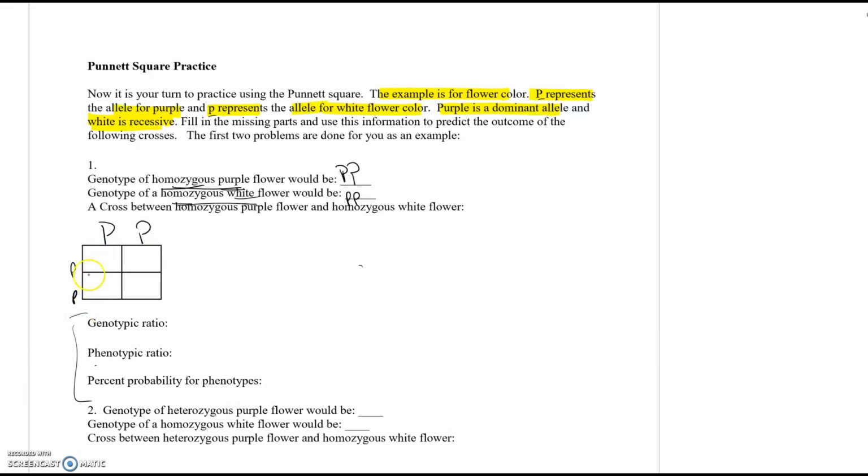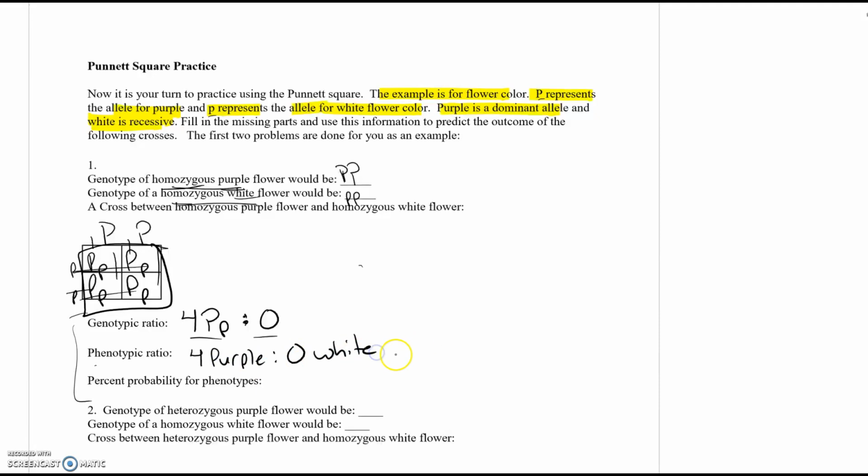And we fill out our cross, big P, little p, big P, little p, big P, little p, big P, little p, by pulling in the column and row for each one here. Now, to write a genotypic ratio, we simply count up how many of each possible genotype we have in our square. So all 4 possibilities would be big P, little p. There are 0 other possibilities. So we would have a ratio of 4 big P, little p to 0 anything else. And our phenotypic ratio, we would expect to see 4 purple to 0 white or anything else here.